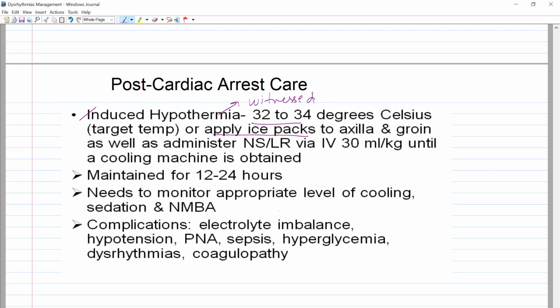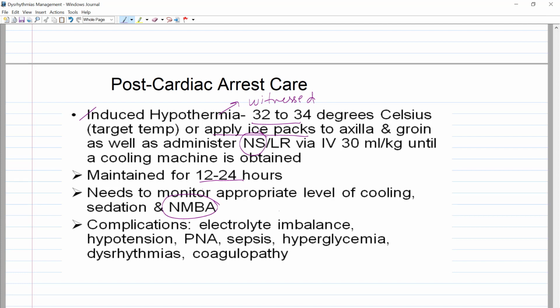And of course, in icing the patient or making the patient cold, we use normal saline. You maintain the induced hypothermia for 12 to 24 hours. You need to monitor your patient, but remember, since you want the patient to be cold, you need to sedate and paralyze the patient. Yes, you have to paralyze them, using a neuromuscular blocking agent.